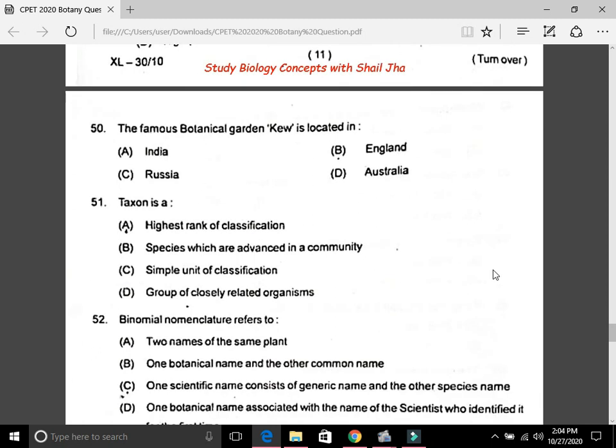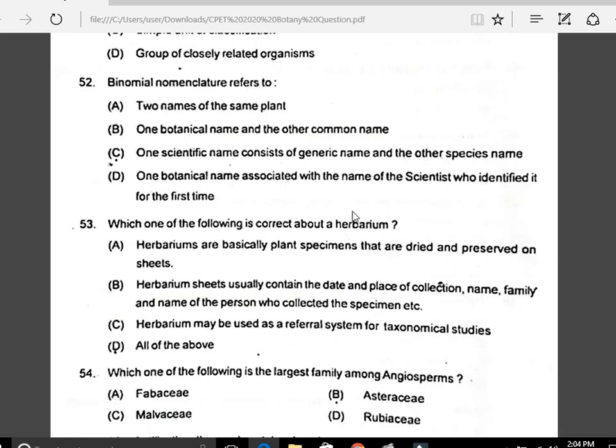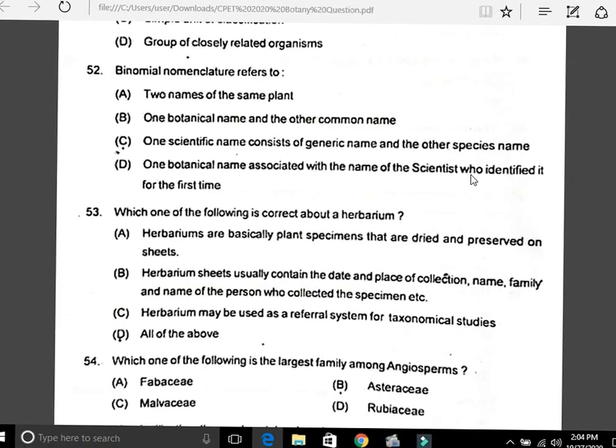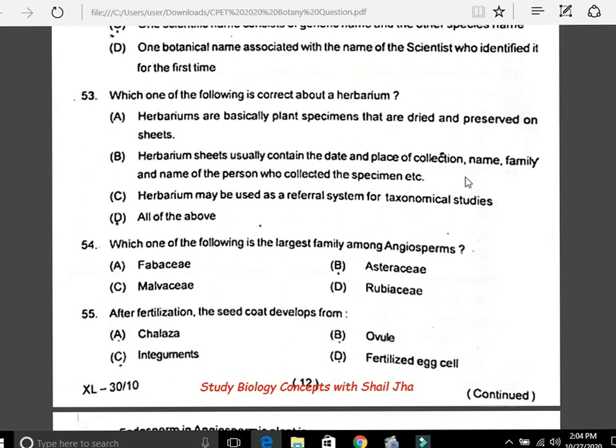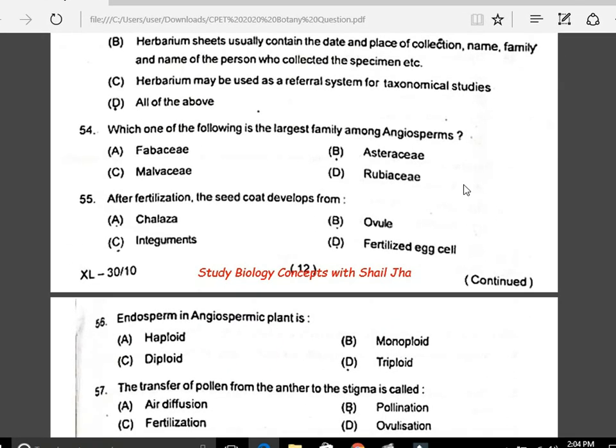The famous botanical garden Kew is located in B, that is England. Nomenclature refers to C, that is one scientific name consists of generic name and the other species name. Which one of the following is correct about a herbarium? The answer is D, that is all of the above. Which one of the following is the largest family among angiosperms? The answer is B, that is Asteraceae.